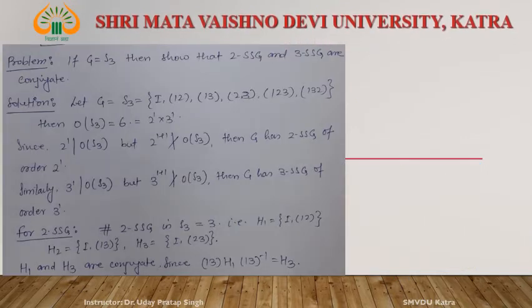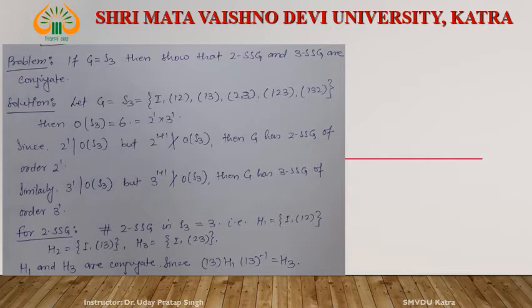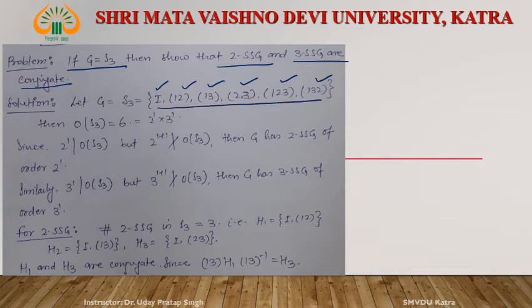Okay, see the example. What is G? G is S3. Then we have to show that the 2-Sylow subgroups and the 3-Sylow subgroups are conjugate. Let us see by the example. S3 is identity, (1 2), (1 3), (2 3), (1 2 3), (1 3 2). What is the order of S3? There are a total of 6 elements, 3 factorial. What is 6? 6 is 2 to the power 1 times 3 to the power 1.